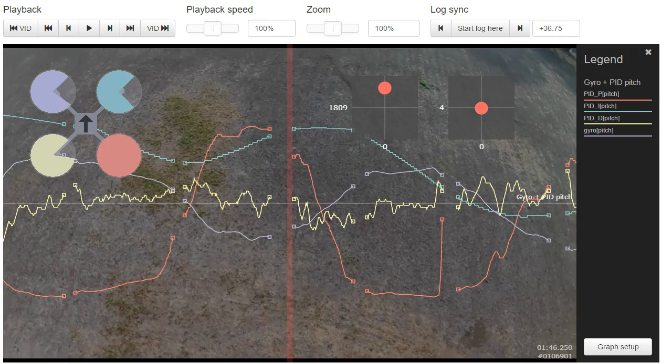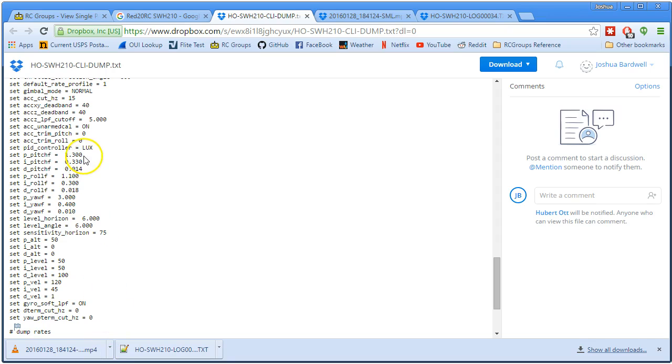I'm a little surprised to hear myself saying that because... Oh, whoops, sorry. No, you're on Lux Float. Hang on, don't do that. Pitch of 1.3. Take your pitch P gain up to 1.7. 1.7. That's what I think.